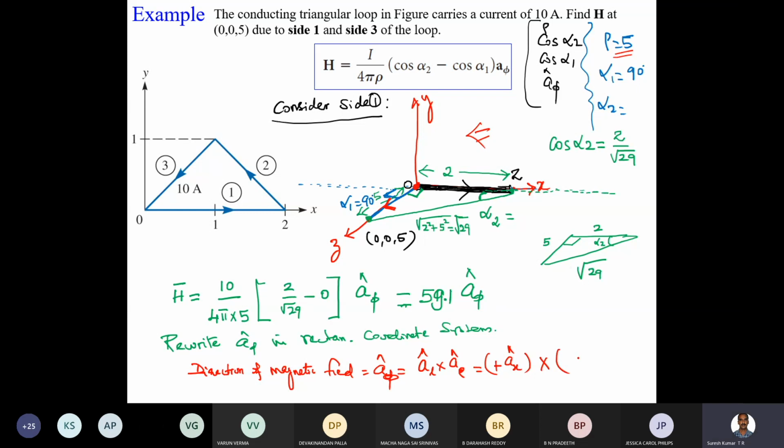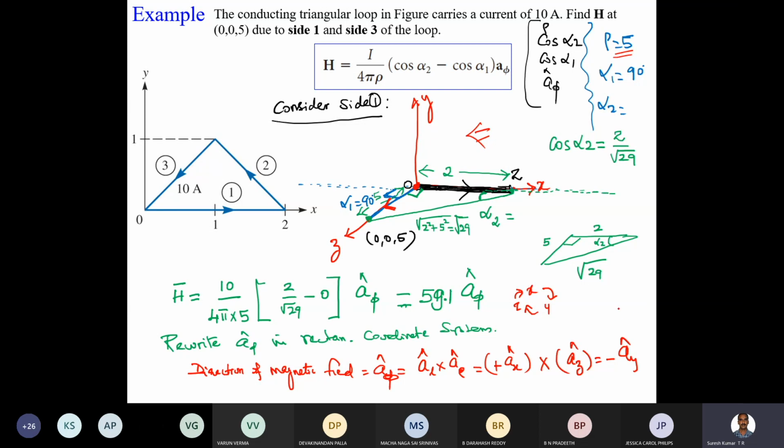What is the radial vector connecting the source and observer? AC. Yeah, AZ, right? So AX cross AZ will be, now use this cyclic rule, X, Y, minus Z. Okay, so X to Z, so it is minus Y.